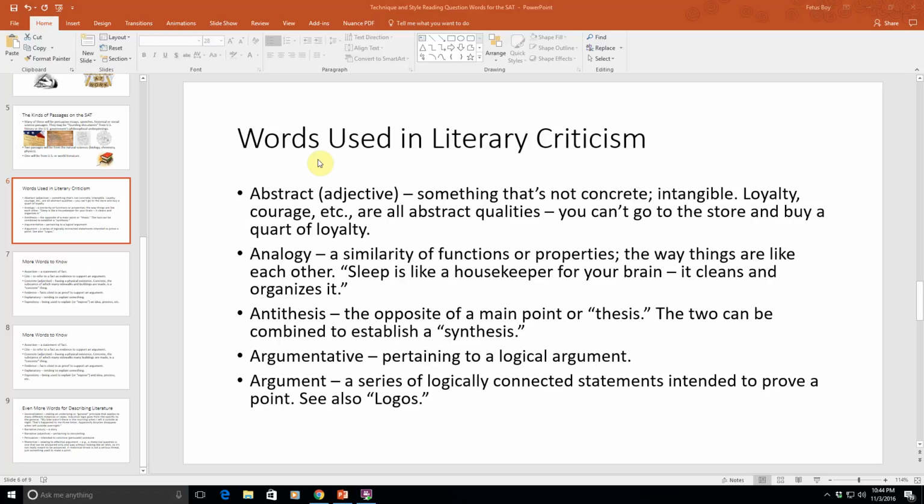It's a series of logically connected statements intended to prove a point. See also logos. And you can also see the Monty Python sketch Argument Clinic, which is very funny and talks about the definition of an argument. It's an argument about what an argument is. I'll try to put that in the description box below.